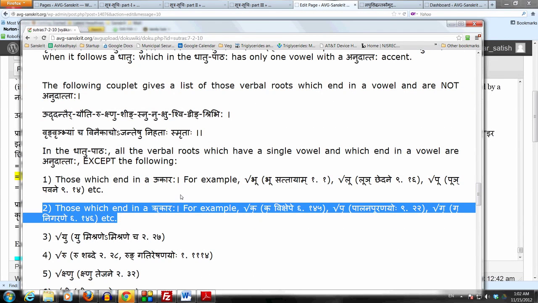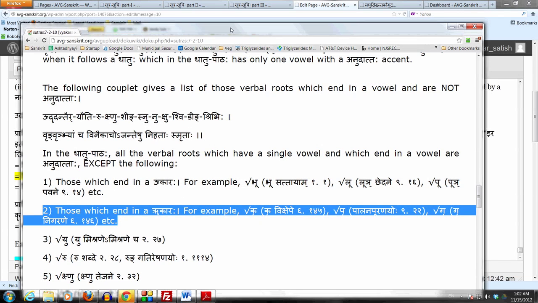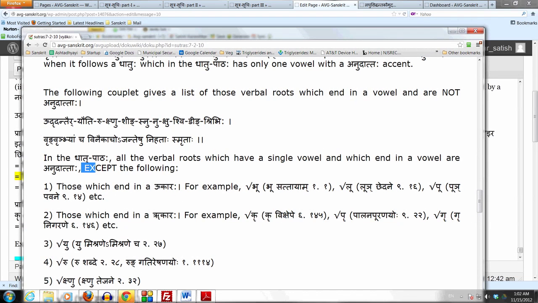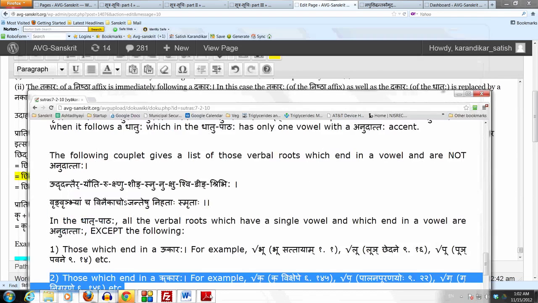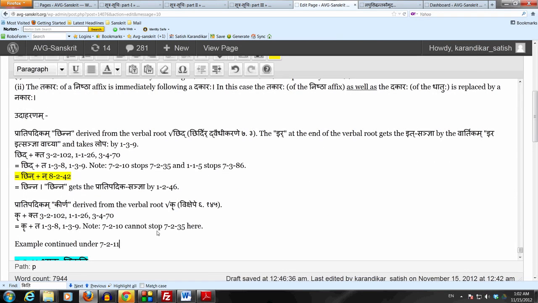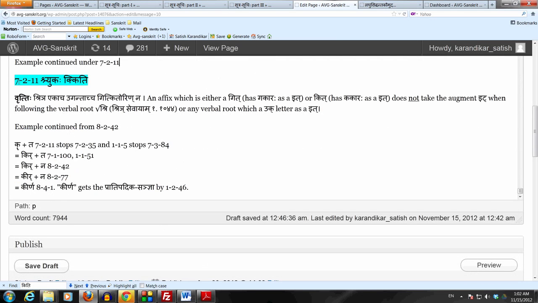So we need the next sutram here, which we are going to take up to stop the idagama in this case, and that sutram is 7-2-11 shrukakiti. That will be the next sutram which we will take up, to stop the idagamaha at this stage where we have kru plus ta.